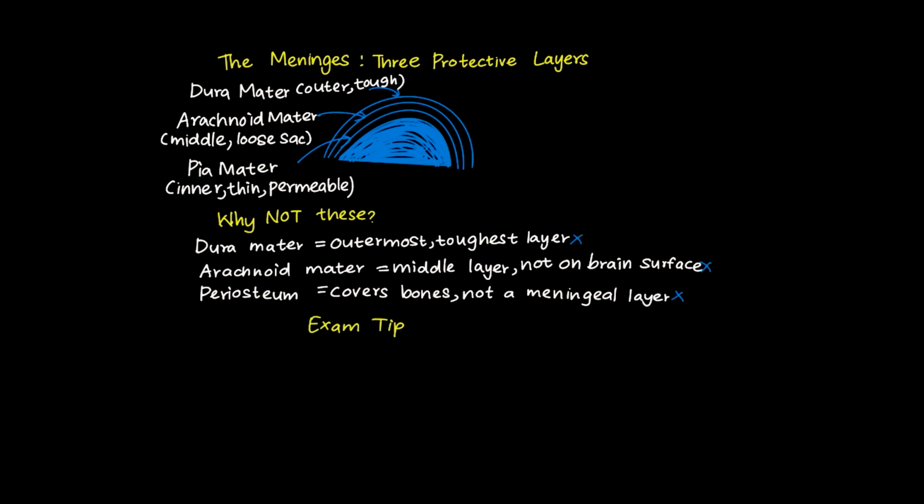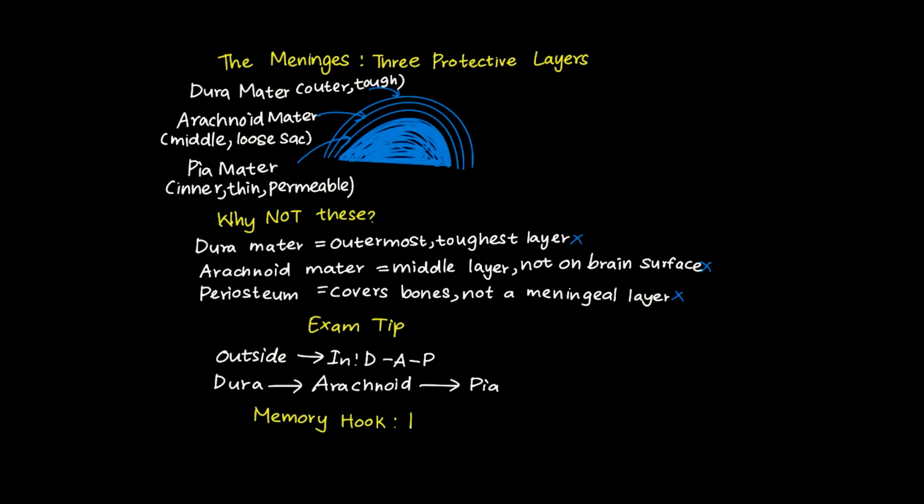Here's a WGU D312 OA exam tip for you. Memorize the meninges from outside in. Dura, arachnoid, pia. The innermost is always the pia mater. Quick hook: DAP from outside in. Or, the pia is plastered right on the brain.